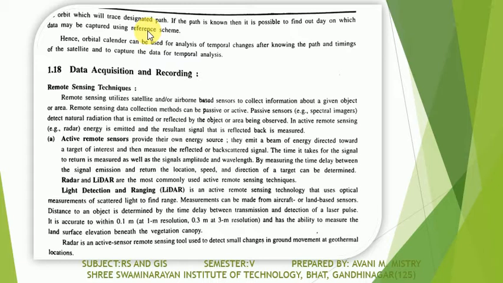On which day the data was captured can be known. Hence, the orbital calendar can be used for the analysis of temporal changes after knowing the path and timing of the satellite, and to capture the data for the temporal analysis.